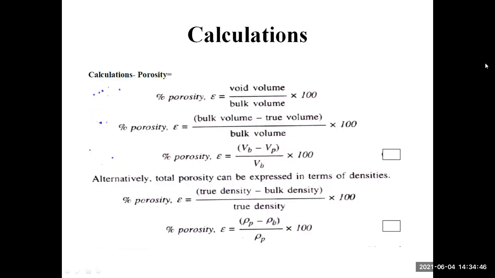Calculation about porosity. Percent porosity can be calculated by the formula void volume upon bulk volume multiplied by 100. Void volume can be calculated by the formula bulk volume minus true volume. Alternatively, total porosity can be expressed in terms of densities. Percent porosity is equal to true density minus bulk density upon true density multiplied by 100.